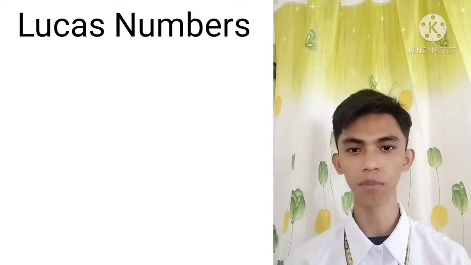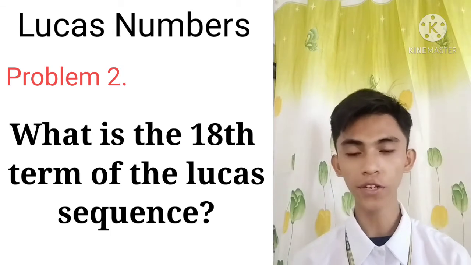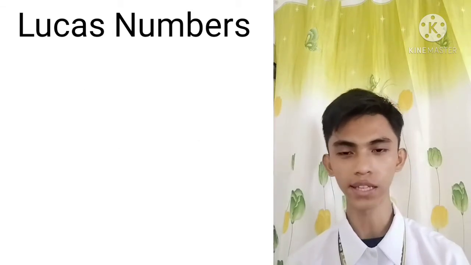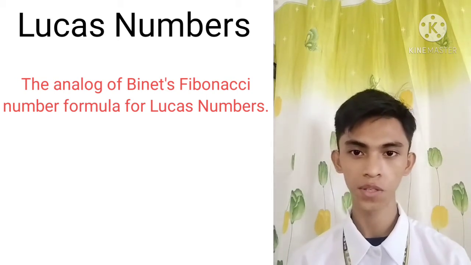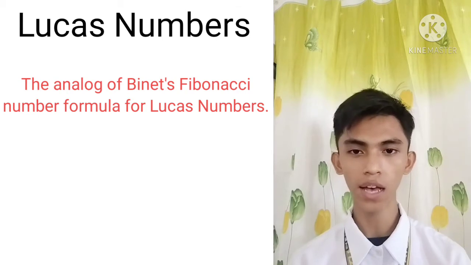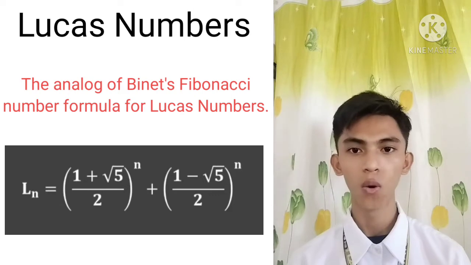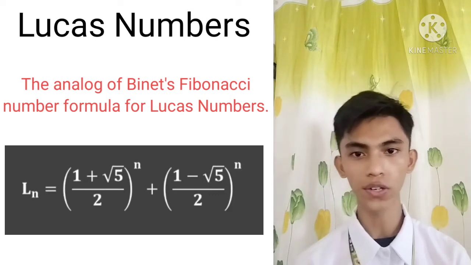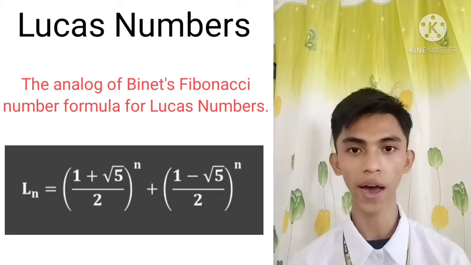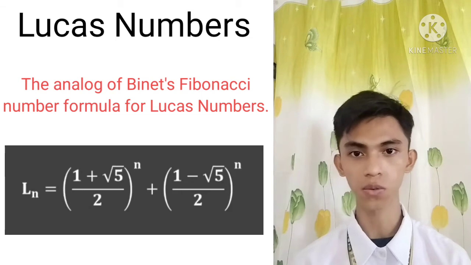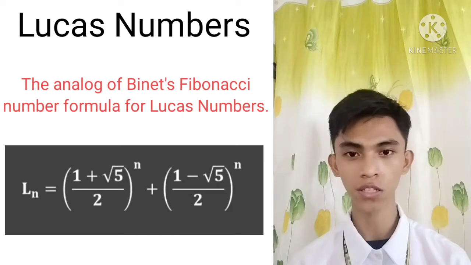Okay, for our second problem, what is the 18th term of the Lucas sequence? But for this problem, we will use another formula, that is Binet's Fibonacci numbers formula for Lucas numbers. In this formula, the equation is L sub n is equal to the quantity 1 plus the square root of 5 over 2, raised to n, plus the quantity 1 minus the square root of 5 over 2, raised to n. This formula is derived from the formula of Fibonacci numbers.